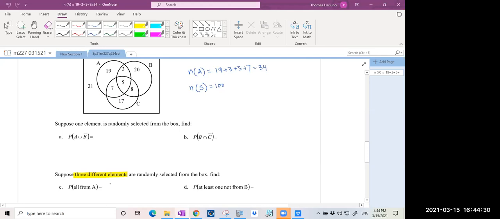So the probability that the first element is from A is 34 over 100. But then you need to get 3, right? So what is the probability that the second one is also from A? It's again 33 over 99. And then the probability the third one is also from A is 32 over 98. Yeah, that's right. And then you use your calculator.